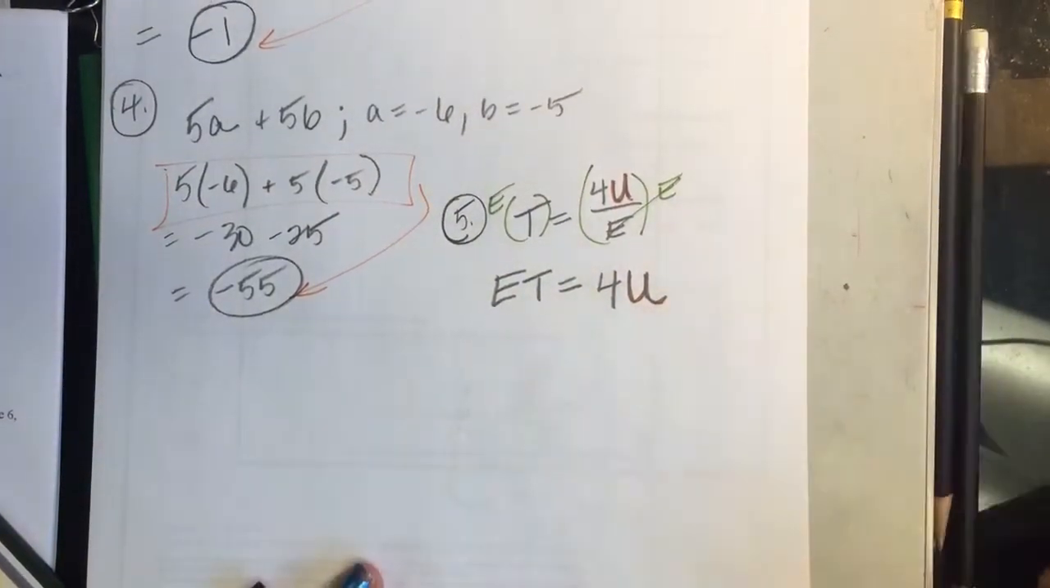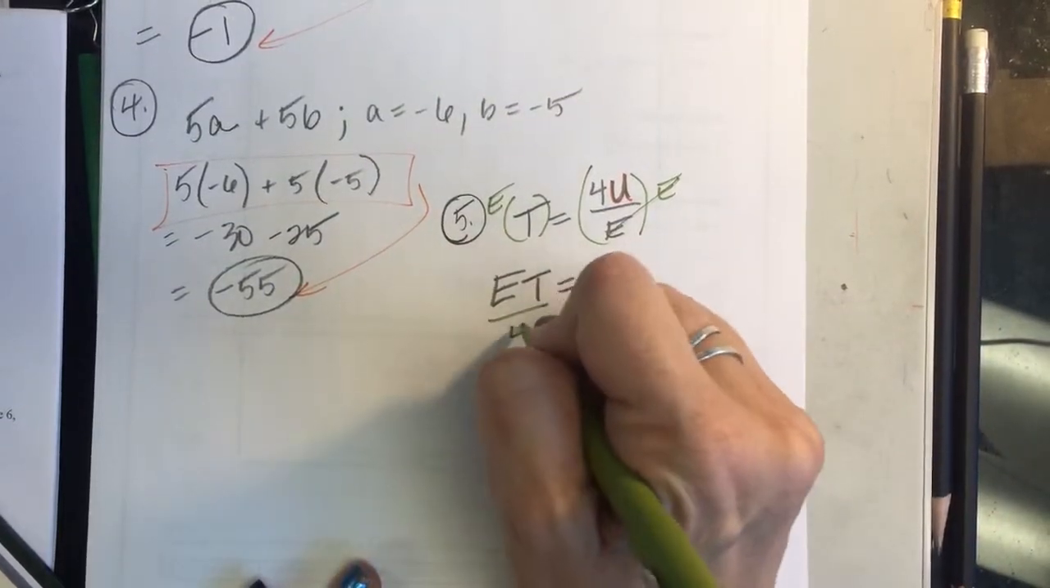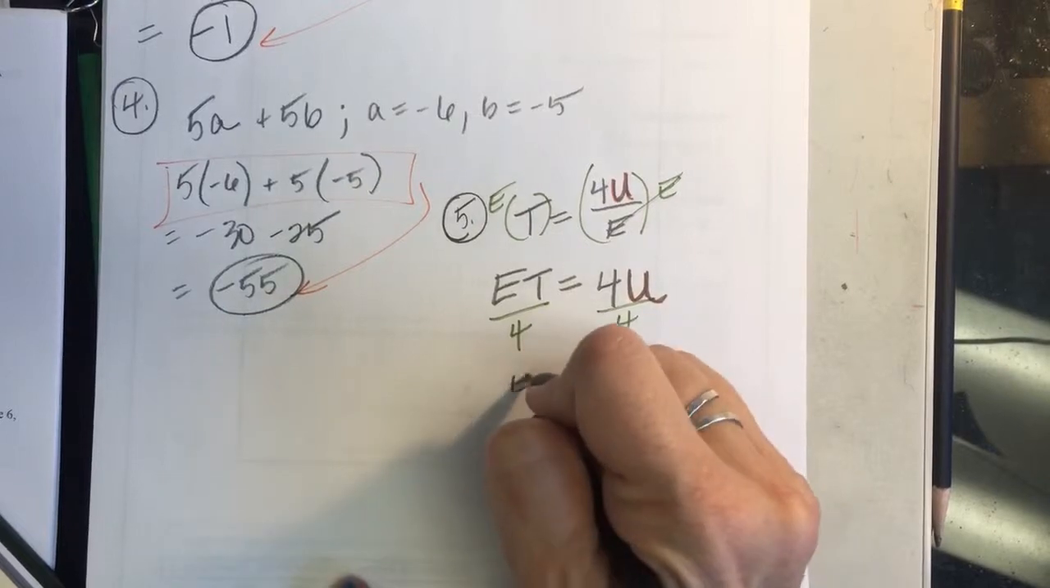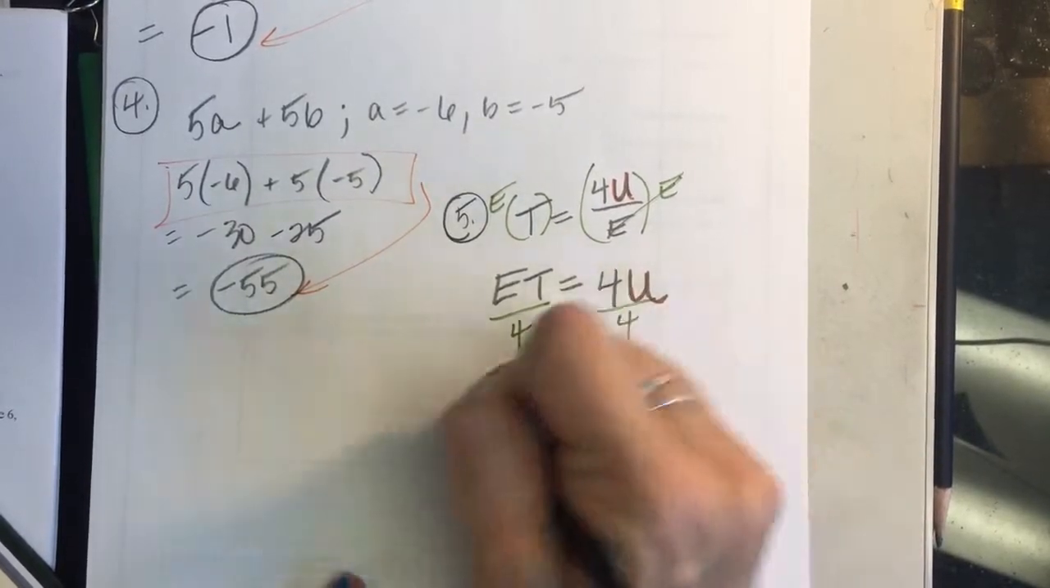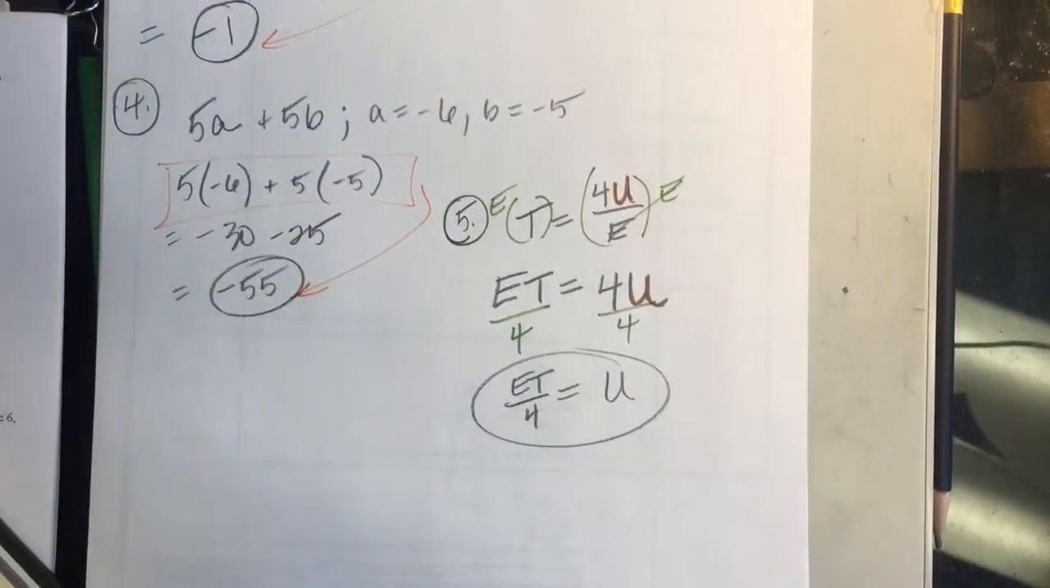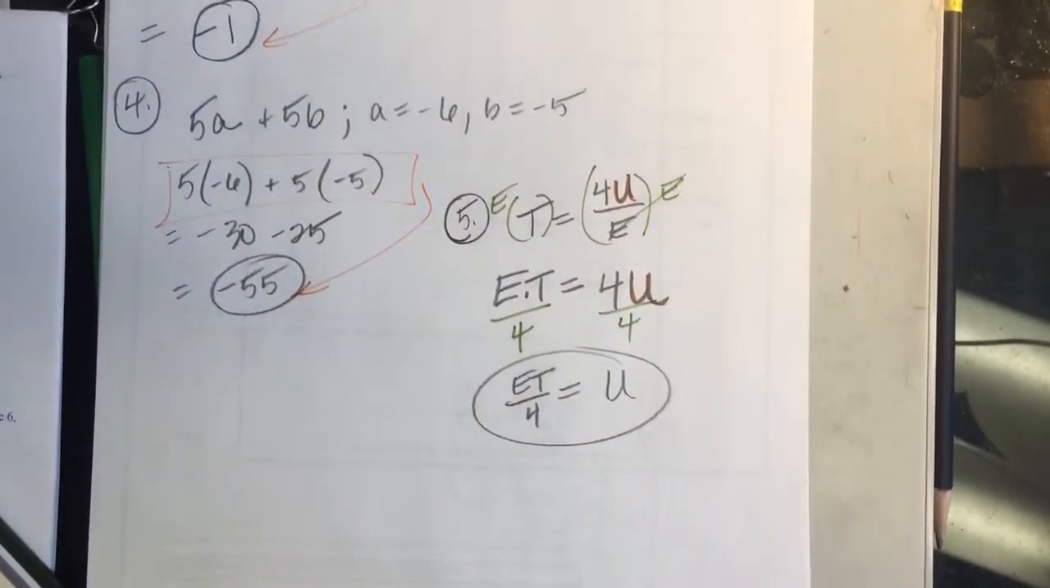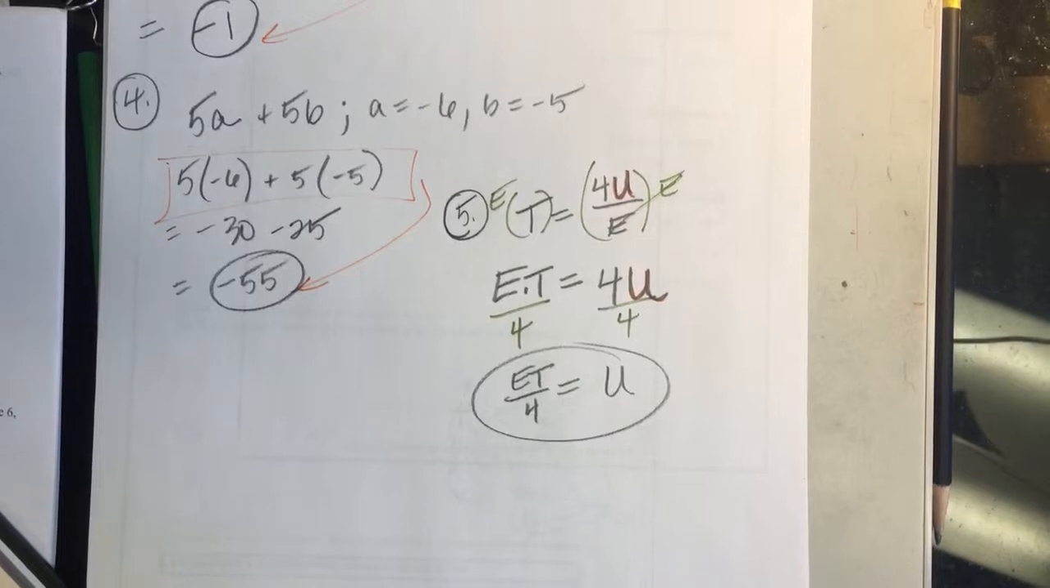Now I'm just going to divide everything by 4. And there's nothing I can do other than just writing this as u equals et over 4. Done. You could have it as te. Et means e times t. You could have it as t times e. It wouldn't make any difference because multiplication is commutative.